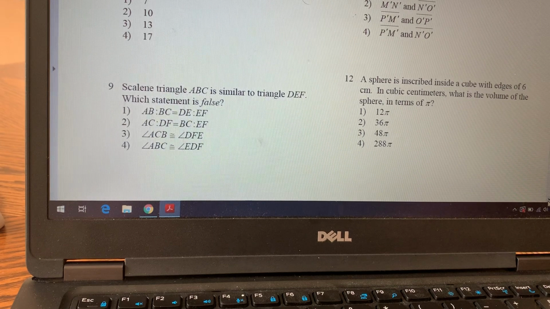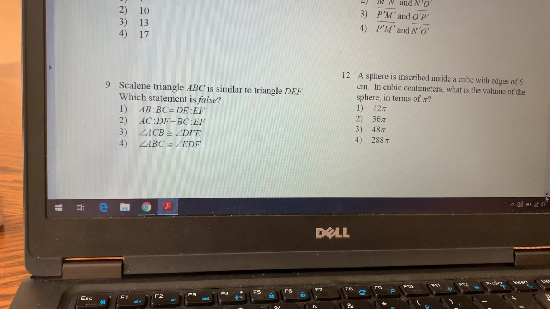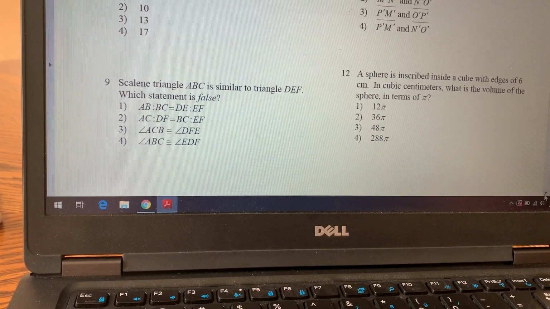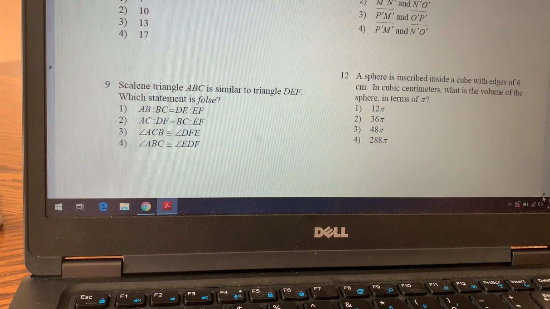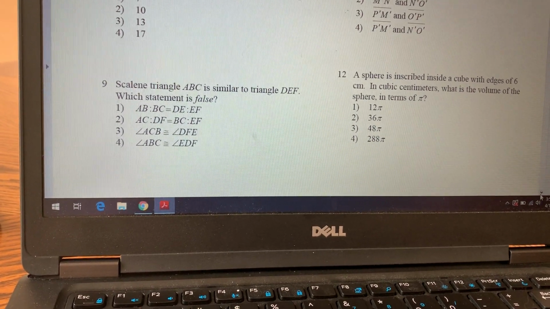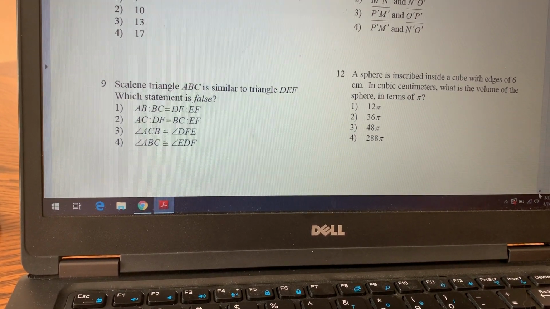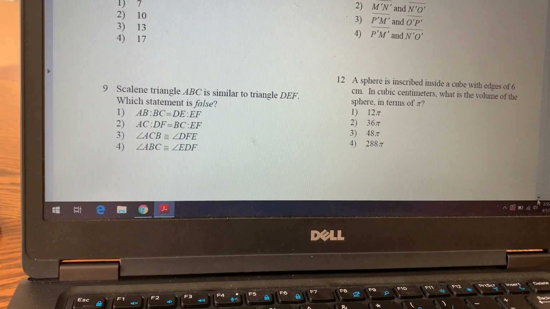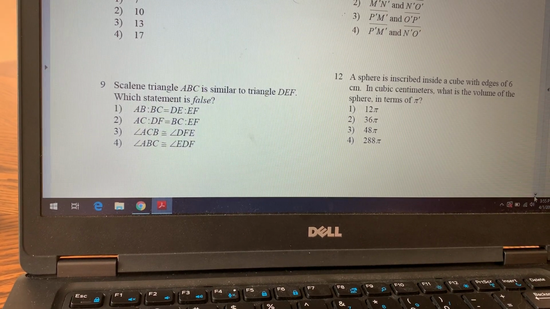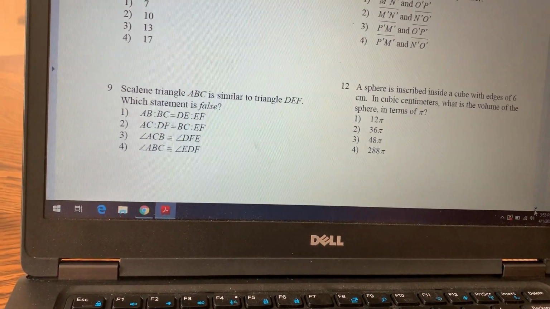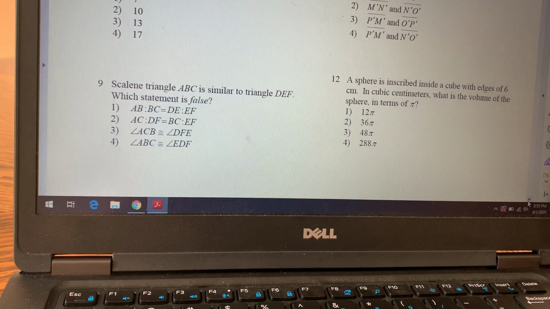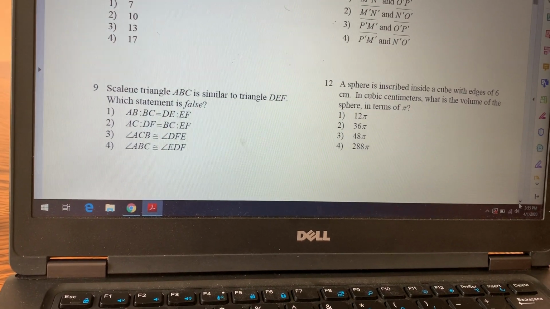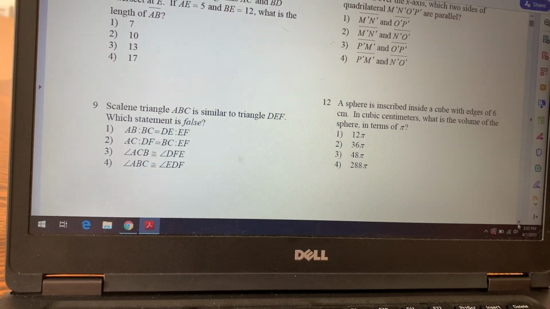All right. Scalene triangle ABC is similar to triangle DEF. Which statement is false? So before we look at the statements, we gotta say this, okay? Scalene triangle ABC is similar to DEF. They're both scalene, so none of the angles are the same in one triangle, but since they're similar shapes, you're still gonna have corresponding parts.